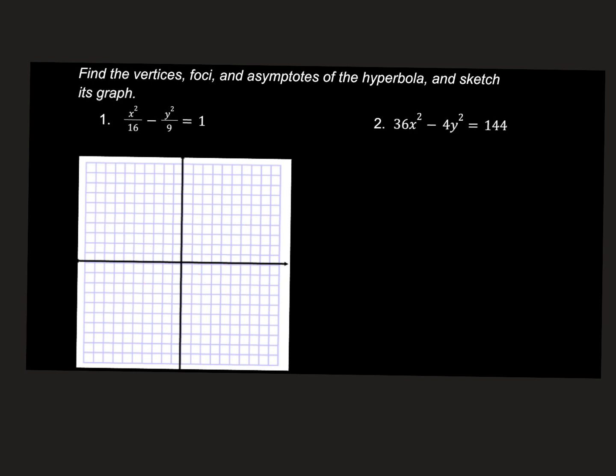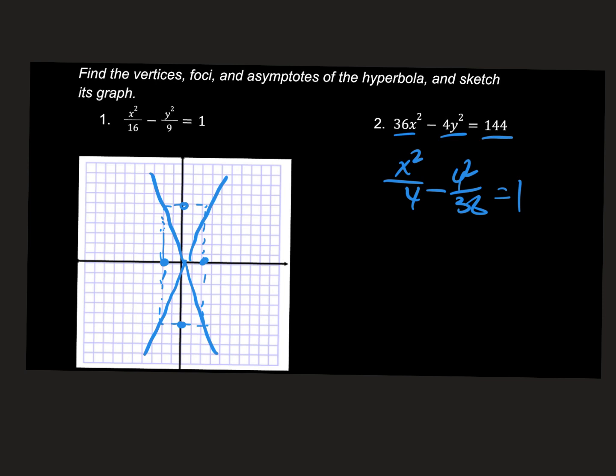All right, number two, same kind of problem, except you need to divide everything by 144 first. 36 goes into 144 4 times, which means 4 goes into 144 36 times, and it equals 1. Again, x is the major, even though it's smaller, because it is first. So I'm going to go 1, 2, 3, 4, 5, 6 on the y, and 2 on the x. I'm going to draw the box here. Remember, I've drawn the box so that I can draw the asymptotes.